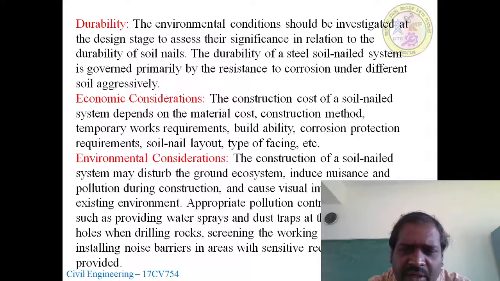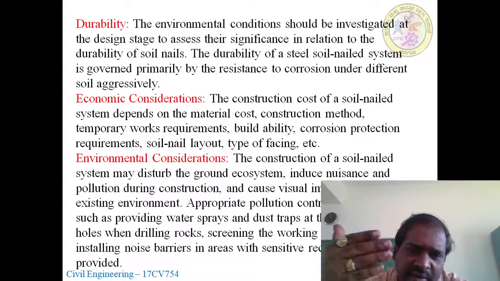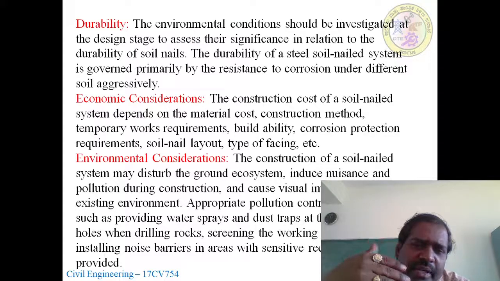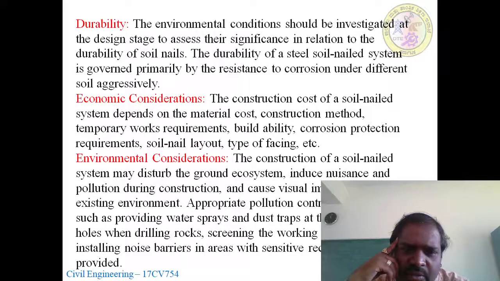So when we drill, at the initial stage we have to drill. We have a number of methods and we have to sequence the soil nails initially. While we drill the hole, sound will occur and some of the dust will affect the environment. So we have to check about those things, and sometimes sensitive receivers will be there. So we have to take care about noise receivers.